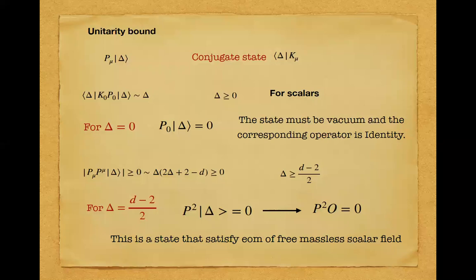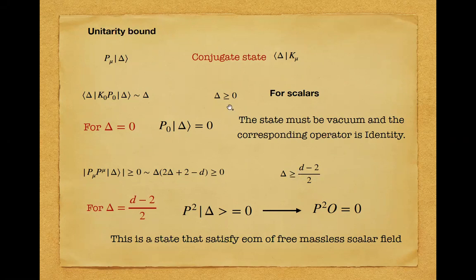Okay. All right. So now you can do something similar, where you have to use this kind of commutation multiple times. If you compute the norm of a state where it's not just p mu delta, but p mu p mu delta, then you will get a quantity like this, and this is again some state. So the norm has to be greater or equal to 0, and that tells you that delta has to be greater or equal to d minus 2 by 2. And this is again for scalars. All right. So notice now we have an improved bound.